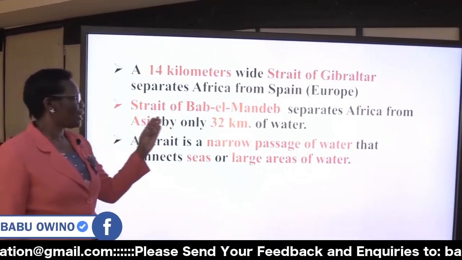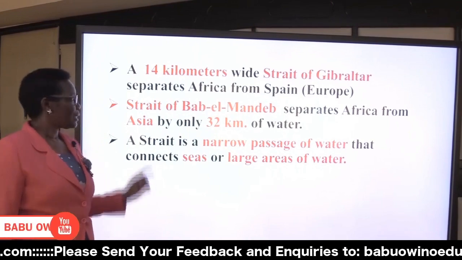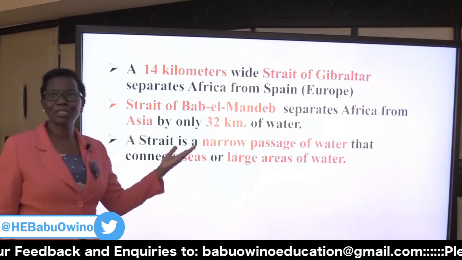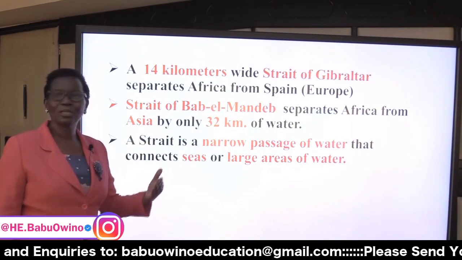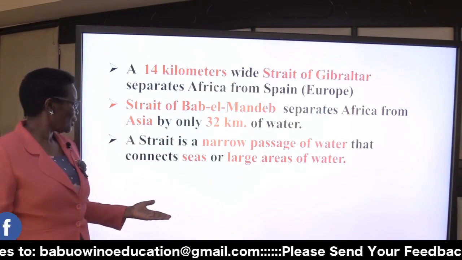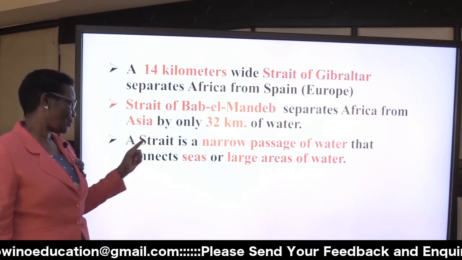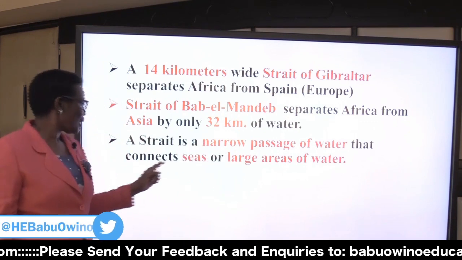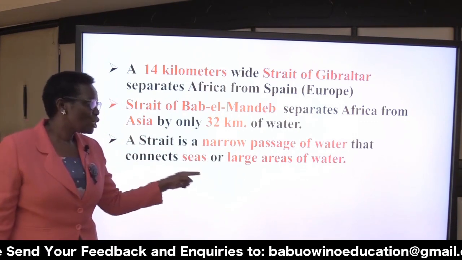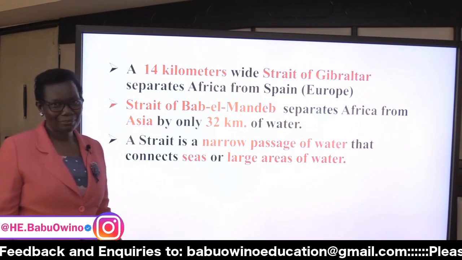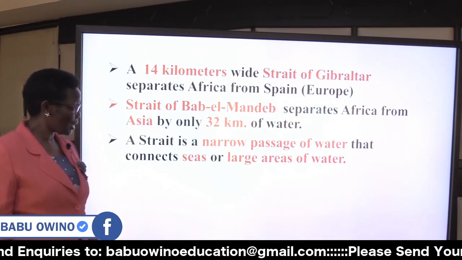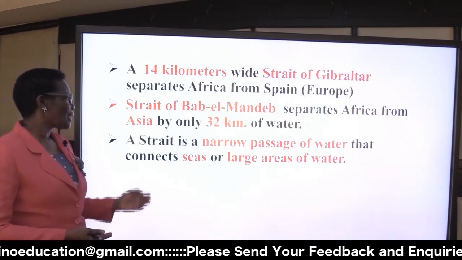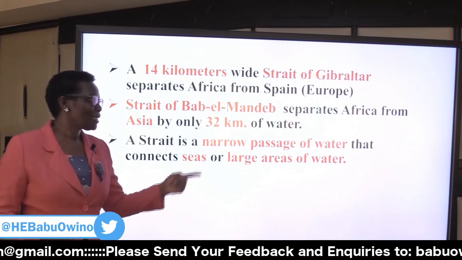We also have the Strait of Bab el-Mandeb. The Strait of Bab el-Mandeb separates Africa from Asia by only 32 kilometers. Those 32 kilometers are of water. So I'd say, what is a strait? When we talk about a strait, it is a narrow passage of water that connects seas or large areas of water.